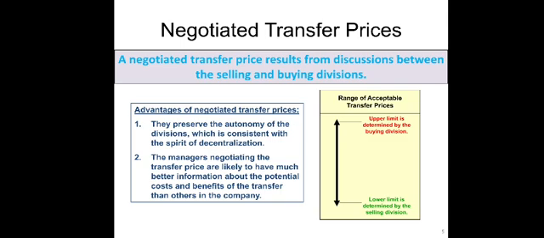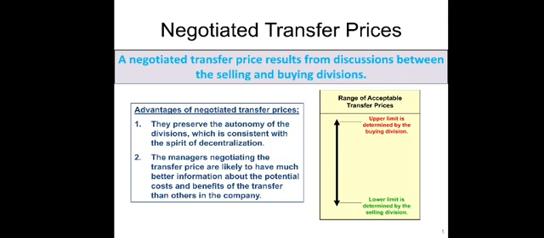The second point is that the managers negotiating the transfer price are likely to have much better information about the potential costs and benefits of the transfer than others in the company. So if we allow these two managers to negotiate, they know what is best for both segments. If this approach is used, then the range of acceptable transfer prices is within the price determined by the buying division or segment, and also the price determined by the selling division.